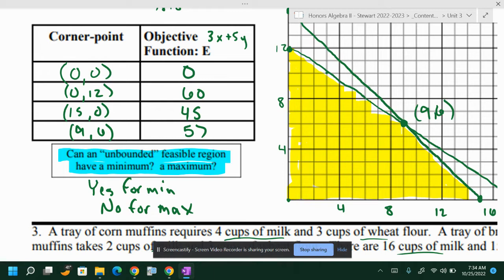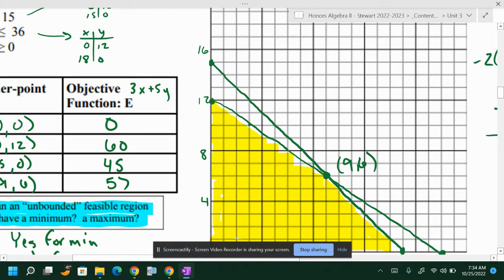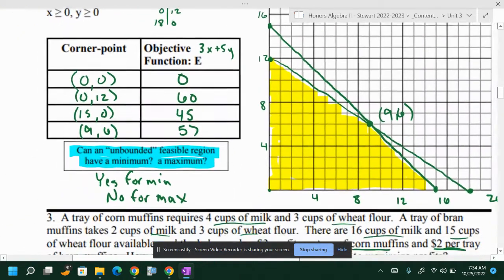Then we're asked the question, can an unbounded feasible region have a minimum or a maximum? So what if we wanted to shade in the whole region that's over here in white? Because it's unbounded, we could definitely have a minimum value, but we would have no max because that max would continue on forever and ever.